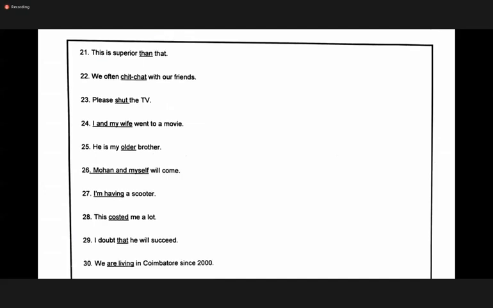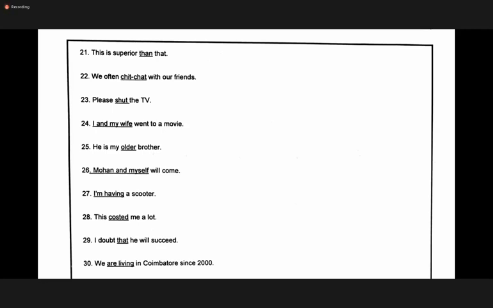Next, 22nd. We often chit chat with our friends. Just chat only. Chit chat is a noun, so use only the verb there. So we often chat with our friends.